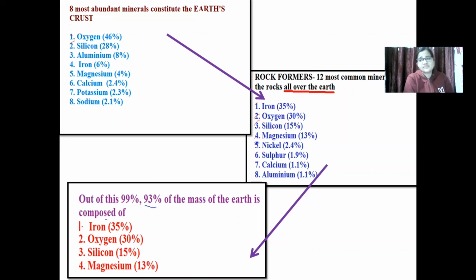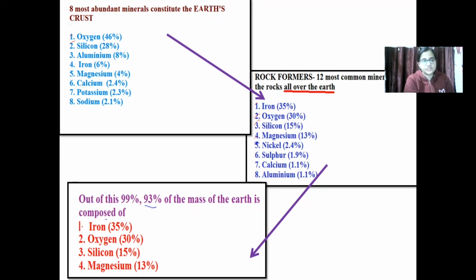Now, if you're asked the question, name the mineral which is found in abundance on the earth's crust, your answer should be oxygen. Again, if the question comes, name 2 minerals which constitute the earth's crust in huge abundance, that will definitely be oxygen and silicon. And you should also remember the percentages.